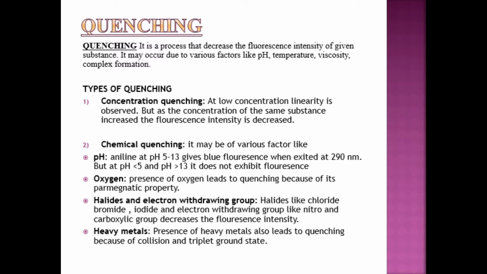The third one is halides. Halides like chloride, bromide, iodide, and electron withdrawing groups like nitro decrease the fluorescent intensity. The last one is heavy metals. The presence of heavy metals also leads to quenching because of collision and the triplet ground state.